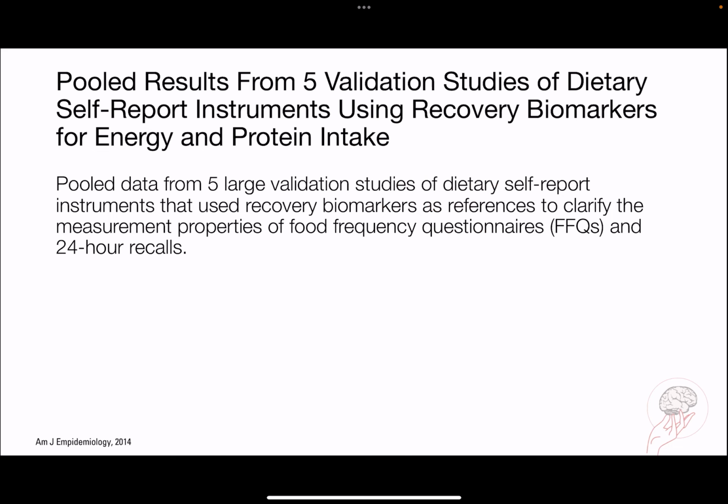So this was a study that looked at the pooled results from 5 validation studies. So it's a study looking at studies, a meta-analysis, of dietary self-report instruments, and they used recovery biomarkers for energy and protein intake. So they pooled data from 5 large validation studies that used recovery biomarkers as references to clarify the measurement properties of food frequency questionnaires and 24-hour recalls.